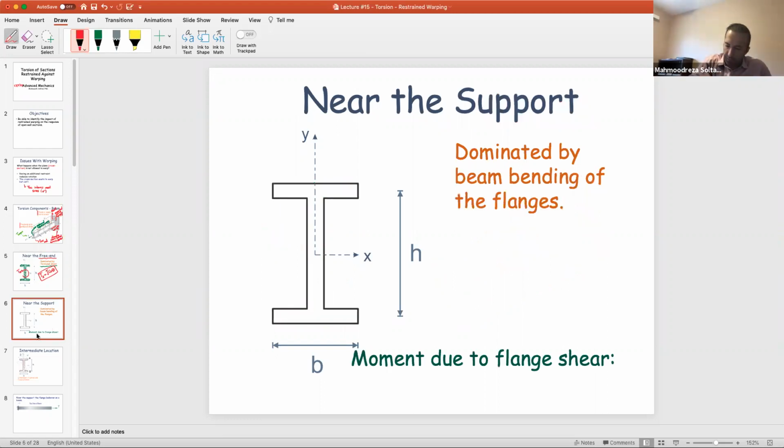Okay, next slide. Now we are near the support, dominated by the beam bending of the flanges. Okay, so in warping, that's our assumption. We say in warping, the two ends, like if this is the cross section of the member, the top and bottom portion of the member govern the behavior of your cross section in terms of warping. When you are restrained in warping, the top and bottom of your cross section would be effective. So the shear developed in top and bottom is going to govern the warping behavior and warping function.